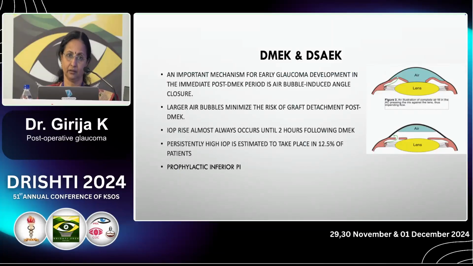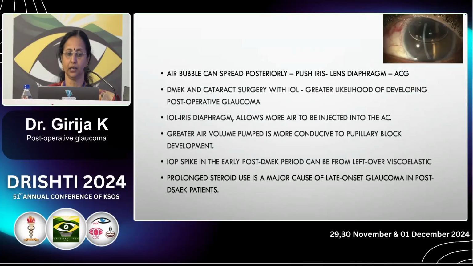DMEK and DSEK are becoming more and more popular now, and there is an early onset glaucoma due to the air bubble that you inject for the attachment of the graft. If you inject a very large air bubble, it will fill the anterior chamber, and the aqueous cannot flow into the anterior chamber. So a prophylactic inferior PI is always recommended, so that the aqueous can flow through that into the anterior chamber. If it is filled 100%, then there won't be any space. So always slightly underfill the anterior chamber. Then the aqueous can flow, and the glaucoma can resolve as the air bubble absorbs.